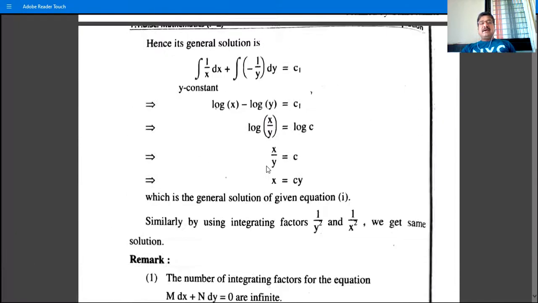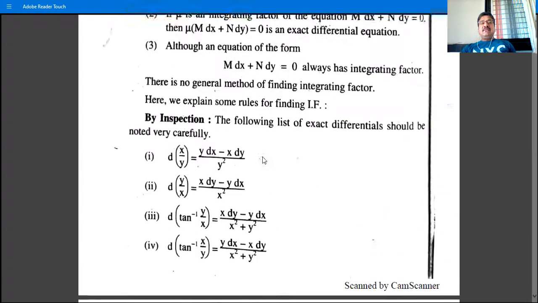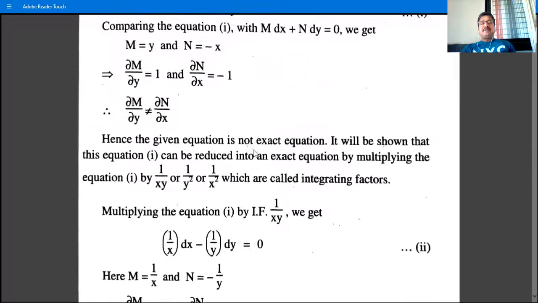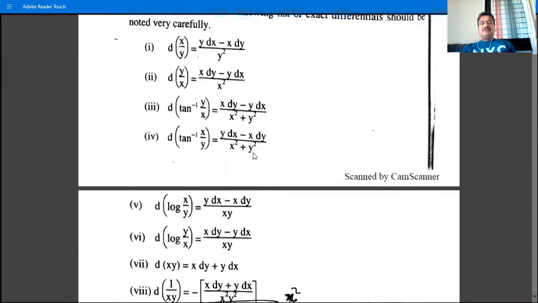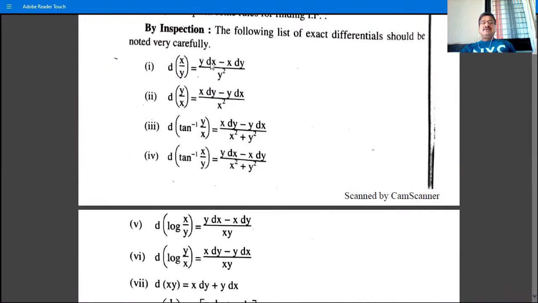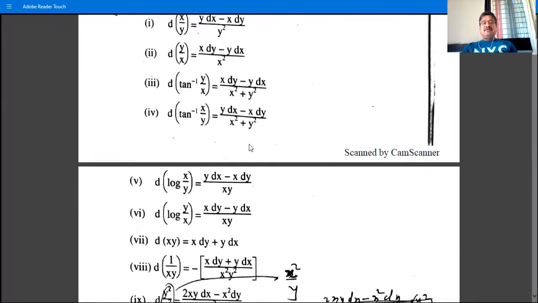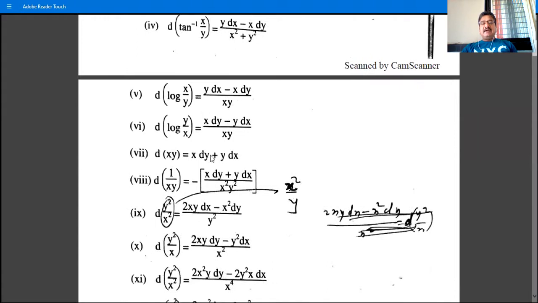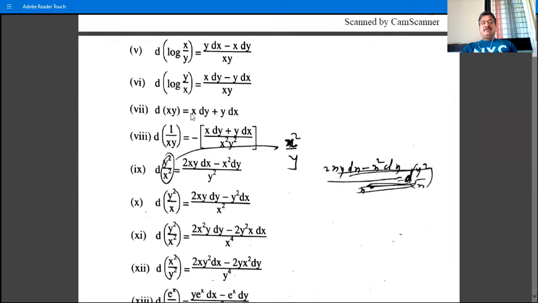So this integrating factor is obtained by observation, by using the inspection method, by using these tricks. So if there is the term y dx minus x dy, then the integrating factor may be 1 by y square, 1 by x square. So this is the guide. By using this guide, we can find the integrating factor. So for y dx minus x dy, 1 by xy is also an integrating factor, and for x dy plus y dx. So what is the integrating factor?